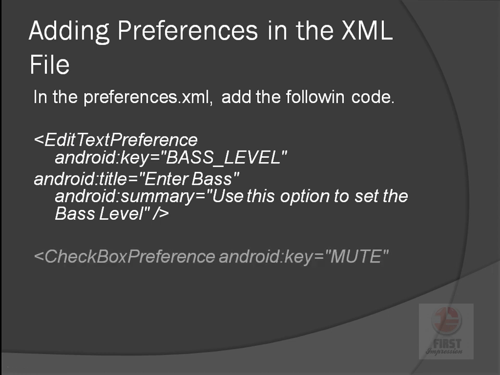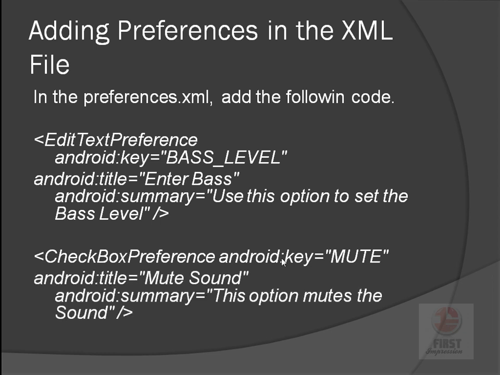Let's add the second preference of type checkbox preference and the key to be mute. A checkbox preference will have a value true or false. So we'll have the key as mute over here. And the title of this preference is mute sound and summary is this option mutes the sound.